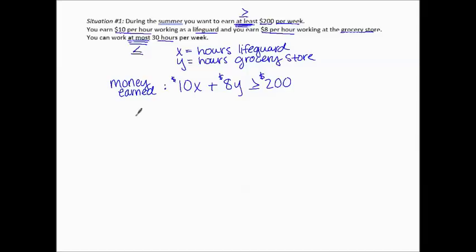My next equation has to do with my total hours. If I look at my total hours, I remember that I want to work at most 30 hours. So my hours as a lifeguard and my hours at the grocery store can be at most 30 hours. I can write my hours as a lifeguard plus my hours at the grocery store have to be at most 30 hours. So this entire equation deals with hours. My hours plus my hours is less than or equal to my 30 hours. We'll come back to this system a little bit later.